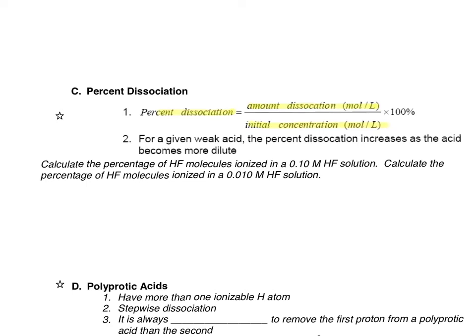Percent dissociation is not a set value for a certain substance. The more water that you put into this, the more dilute it becomes, the more it's going to dissociate, because the more water there is, the more it comes into contact with the water, so the more it will dissociate into the water. So let's take a look at one of these problems.